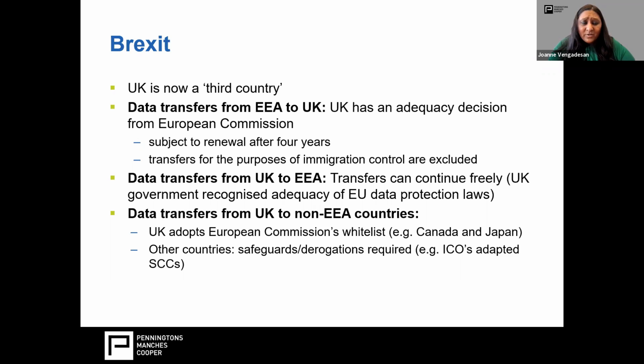Again, there is some guidance on the ICO's website on this. One further thing to mention here is that due to case law, standard contractual clauses alone are not going to be sufficient without a further transfer impact assessment and the addition of supplementary measures if needed. And we'll be happy to talk a little bit more about this separately if of interest.